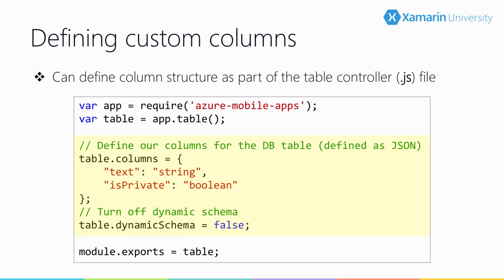If you're creating a new easy table, you can also add your custom columns into the table controller script. All the required columns are added by Azure automatically. You only define the custom schema. We set the columns property to a JSON object. Make sure to stick with the allowed data types: string, number, boolean, and date. Then turn off dynamic schema so that this becomes the static definition of the table.